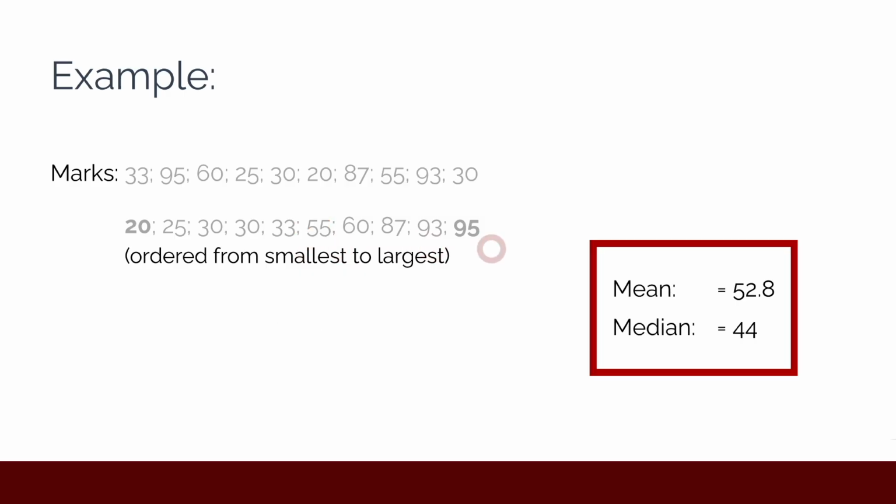So where the mean and the median are useful is it gives you a quick summary or a quick little bit of information about our data. Here, our average mark is 52.8, and the median, so half of the values lie above and half of them lie below, is a value of 44.